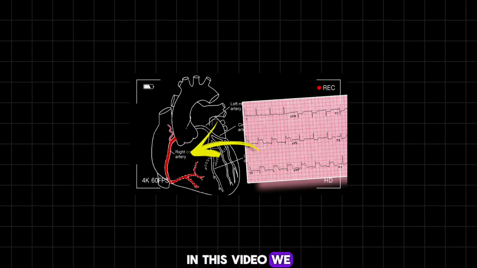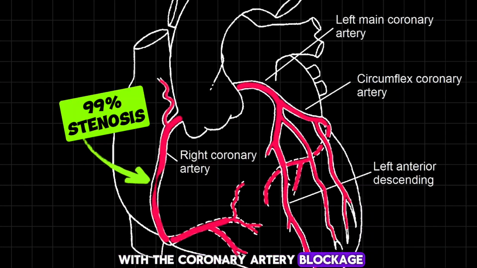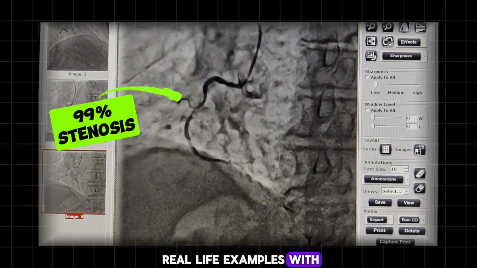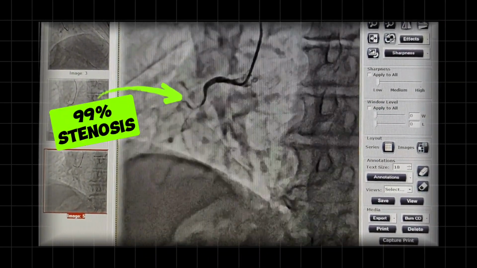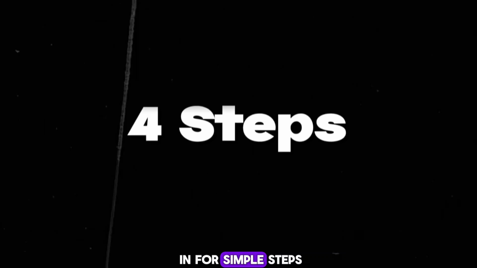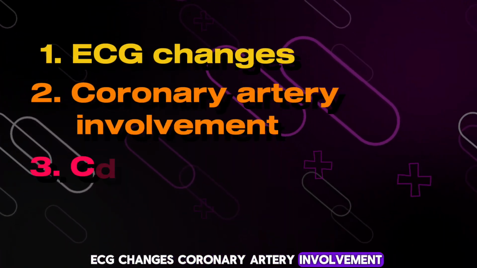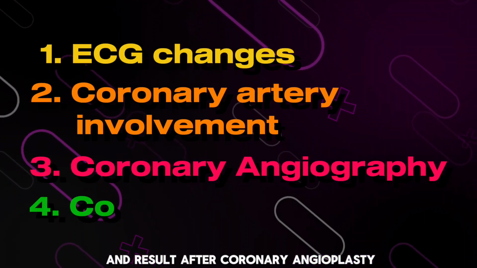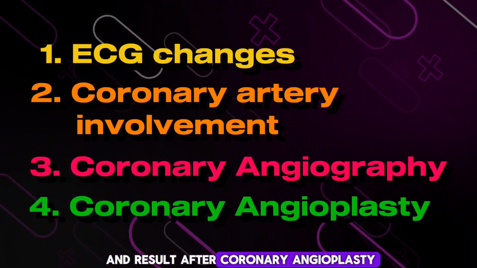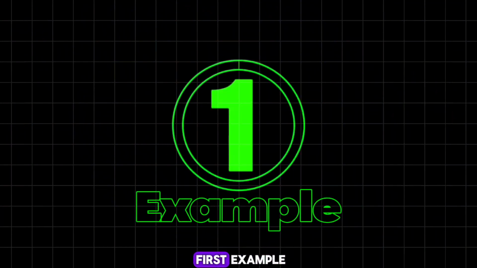In this video, we will learn how ECG changes are related with the coronary artery blockage, and with a few real-life examples with coronary angiography report. We will learn this in 4 simple steps: ECG changes, coronary artery involvement, real-life coronary angiography, and result after coronary angioplasty. Let's start with our first example.